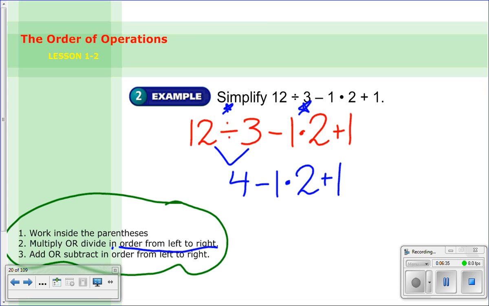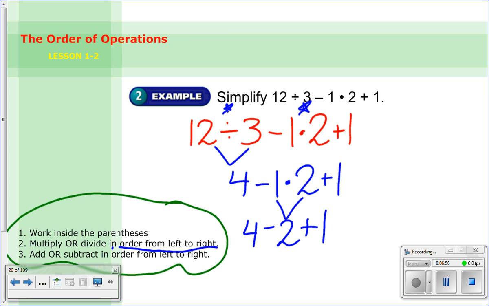Well, looking at step 2, I still have multiplication. So I need to do that before I add or subtract, because that comes before adding or subtracting. Well, to multiply, I see 1 times 2. 1 times 2 is 2. And again, I'm going to rewrite the rest of it. So now I have 4 minus 2 plus 1. There's no more multiplying, there's no more dividing.